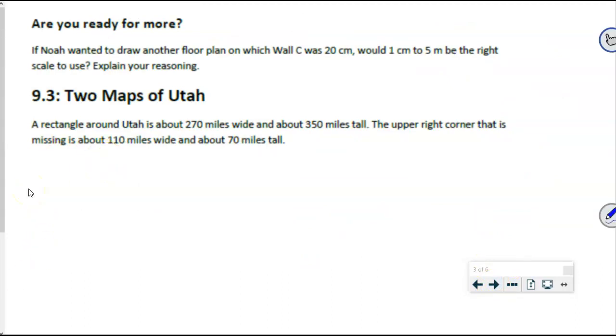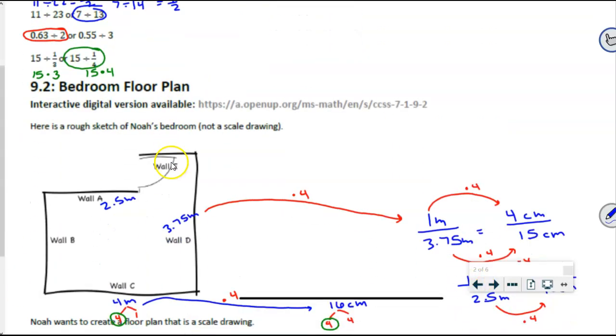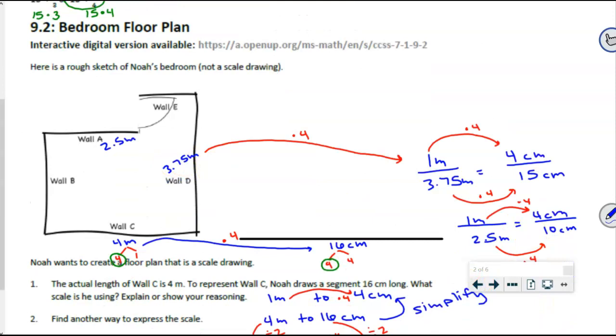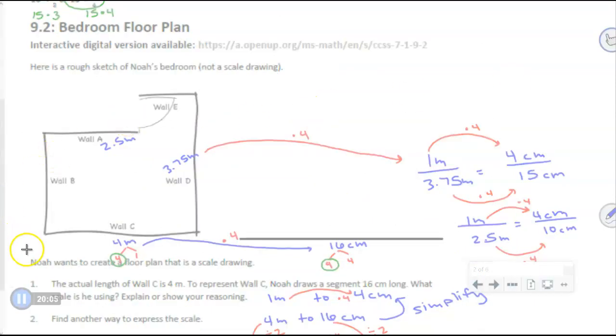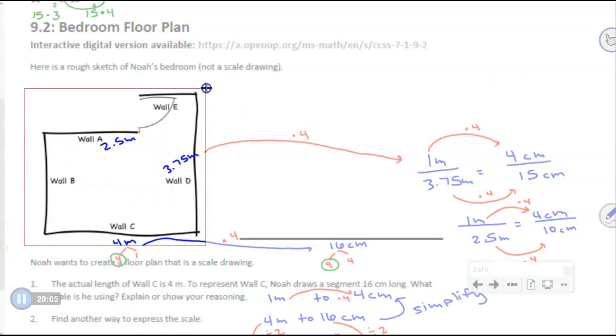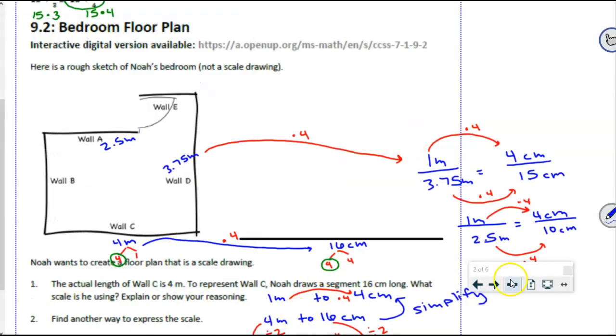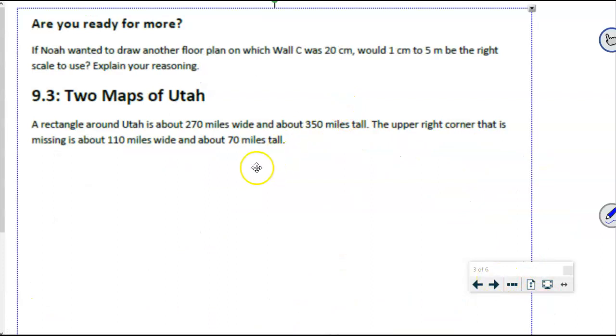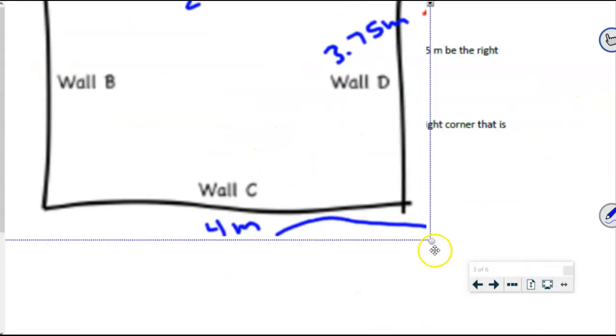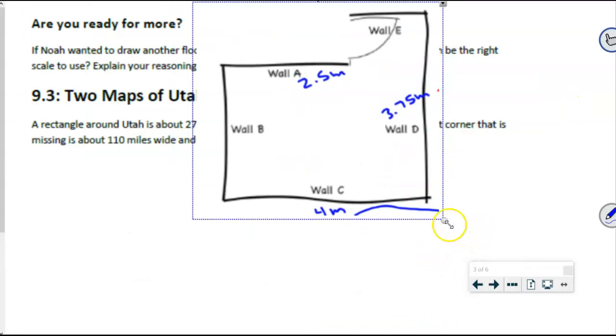Are you ready for more? If Noah wants to draw another floor plan on which wall C this time is 20 centimeters, would 1 centimeter to 5 meters be the right scale to use? Explain your reasoning. I'm going to come back over here and copy this image onto the new screen so that we can have that information where we need it. There we go. Ooh, that copied really big.